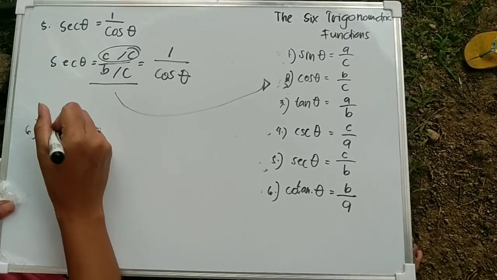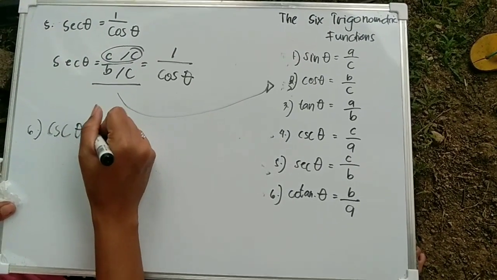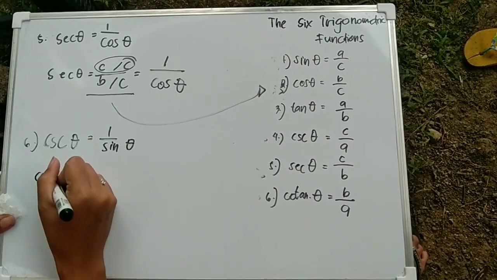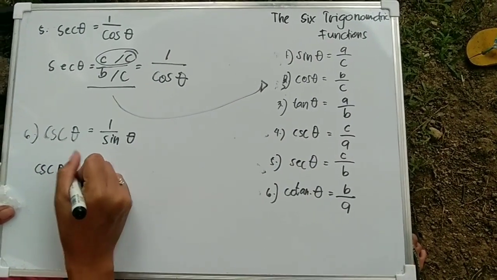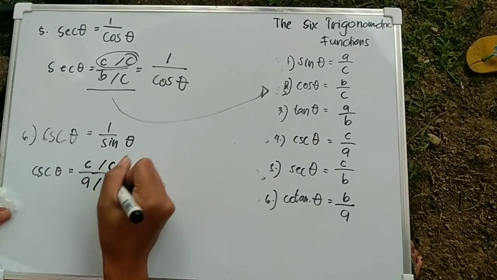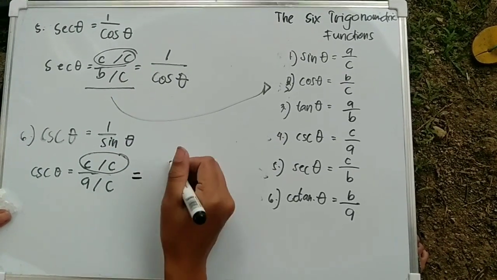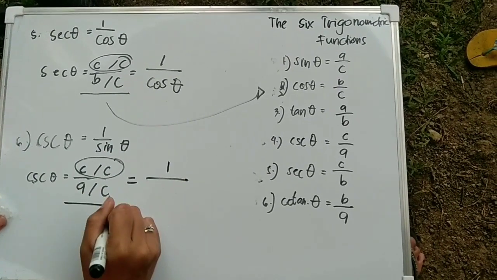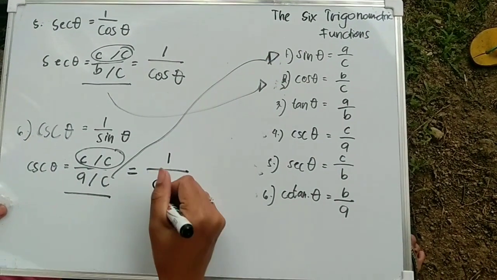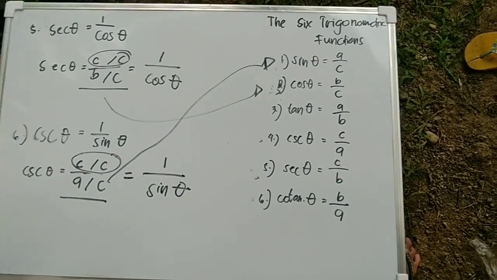And the last one is the cosecant theta, which is equal to 1 over sine theta. So cosecant theta is equal to C over A and then divide both by C. So the numerator is 1 and A over C is sine theta. So that is why cosecant theta is equal to 1 over sine theta.